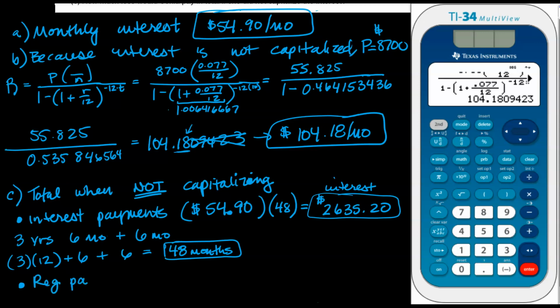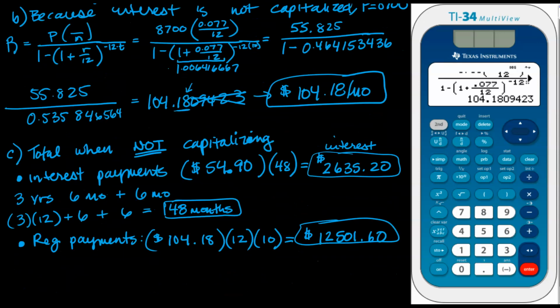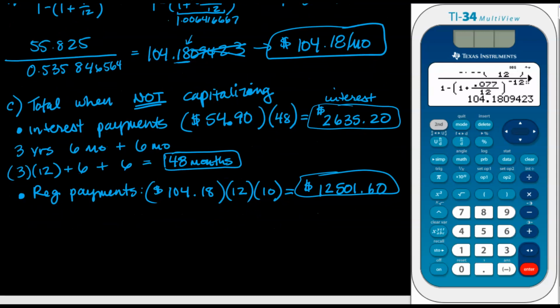Okay, then the next thing I'm going to want to do is find the total from her regular payments. So we figured out in the last step that she's going to pay $104.18 a month. This is her monthly payment after graduation. She's going to do that 12 months a year for 10 years. So a long time. And that amounts to $12,501.60. Now that's not her grand total because she made those interest payments while she's in school. So if we want to know the grand total here, we're going to have to add those two together.